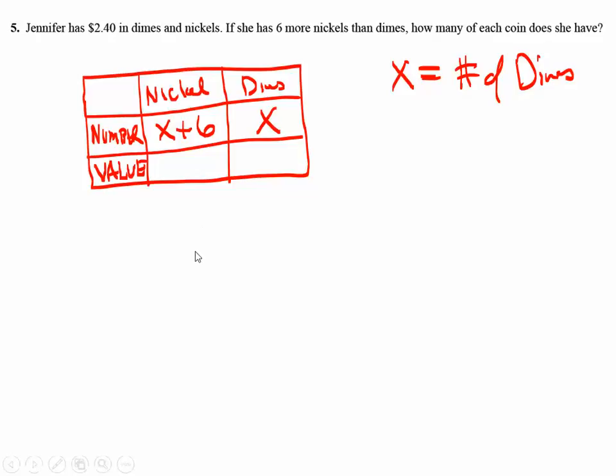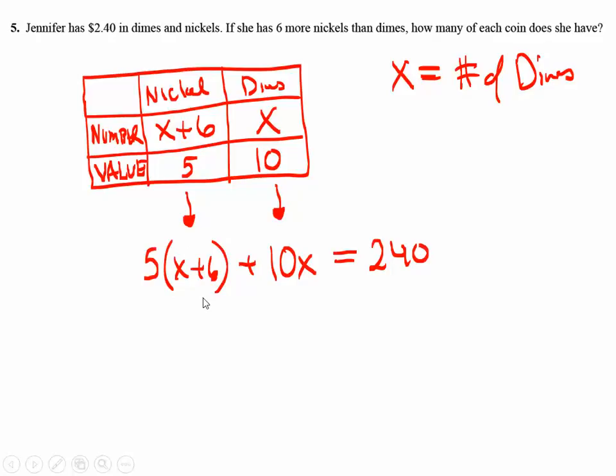Okay, and to make things a little bit easier, instead of the value of a nickel being 0.05, we don't want to do that. We're just going to say in terms of cents. So a nickel has a value of 5 cents, a dime has a value of 10 cents. The total value has to be $2.40, but in terms of just cents, we okay with doing 240 cents? Makes it a whole bunch easier, so let's just multiply straight down. So 5 times x plus 6, plus the 10x would give us a grand total of 240 cents.